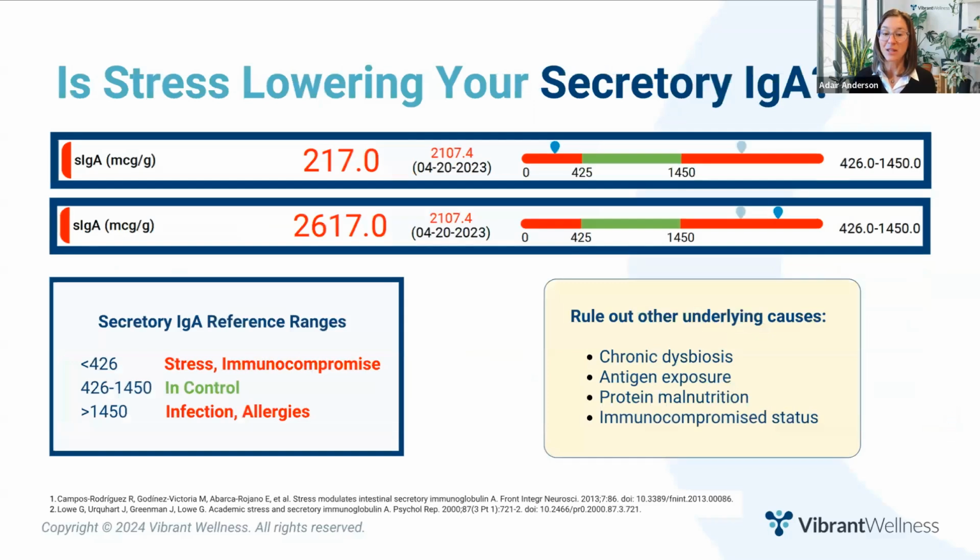Another marker that tends to be low due to chronic stress is secretory IgA. Certainly, you want to rule out other underlying causes such as chronic dysbiosis, antigen exposure, protein malnutrition, or immunocompromised status. But if your patient results indicate both digestive insufficiency and low secretory IgA, there's evidence that stress is contributing to their symptoms.